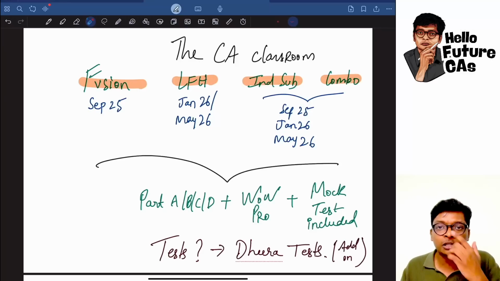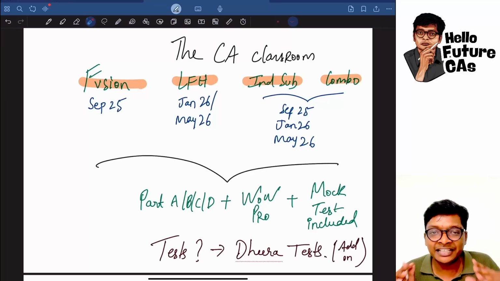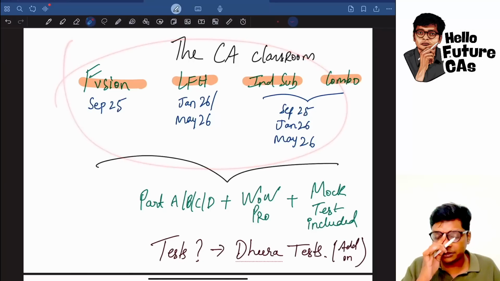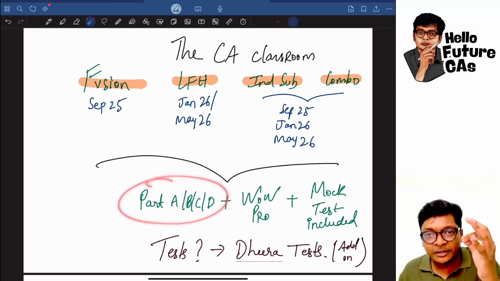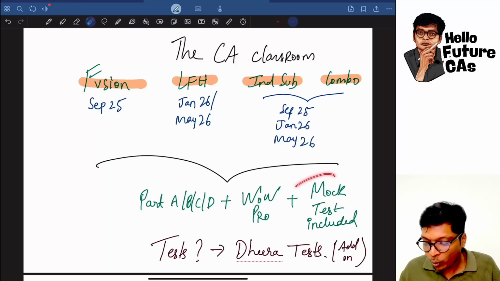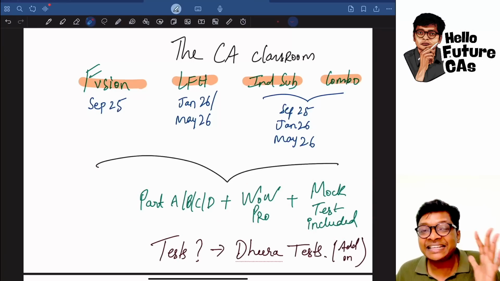I will show you the website now. You can purchase the combos for the respective attempt. We don't differentiate, guys. We give you all the options. In all these options, you will get what I explained above. The first 4 parts access will be given to you. Wow Pro access also will be given to you. And 1 mock test will also be given to you. So everything is given to you, guys.